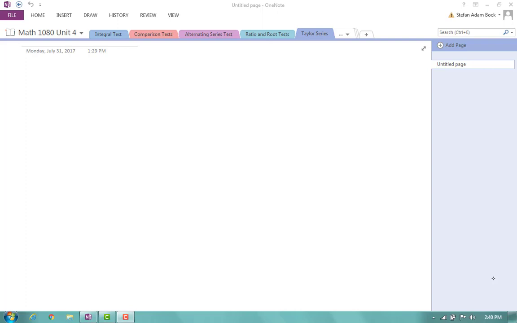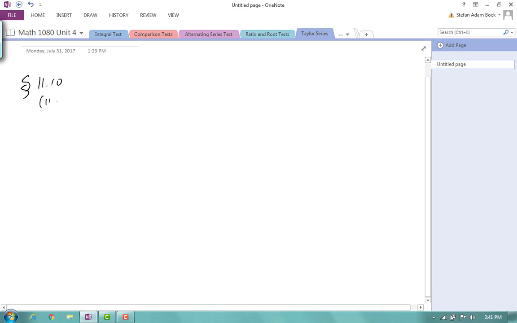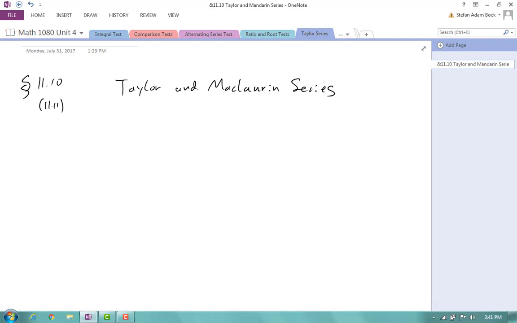So we're finally here at the last section, and this is a specific method of creating power series for a given function. This is section 11.10 and technically 11.11 as well. And this is on the Taylor and Maclaurin series.